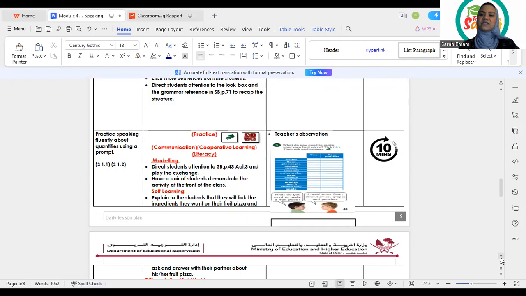Okay, the second objective here is practice speaking fluently about quantities using a prompt. So here also the objective is so specific. The teacher will give them a prompt and they will practice through this prompt. So it's not something too open. If I didn't mention that part, using a prompt, it will be too open, because how will you make them practice speaking? That's why your objective should be very specific by mentioning also the task or the activity you are going to do to reach this objective.